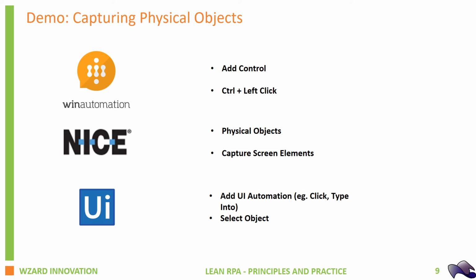So the three solutions that we're going to look at are, first of all, Win Automation. Win Automation is a simple desktop solution that uses very clear-cut English language to identify its automation scripts.